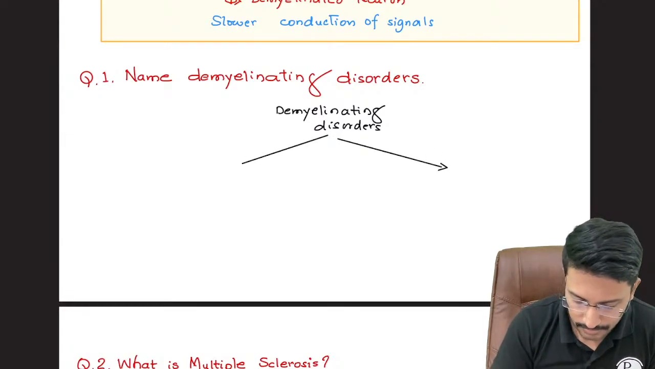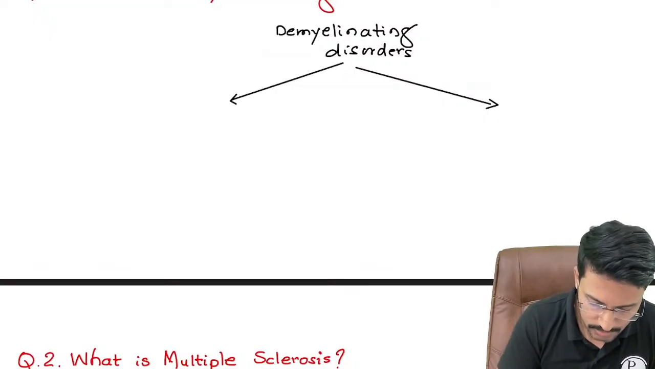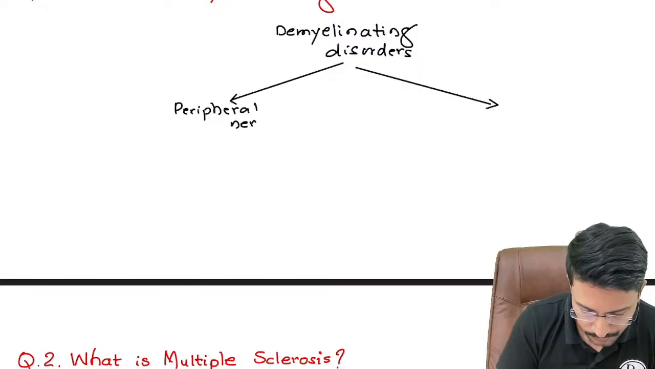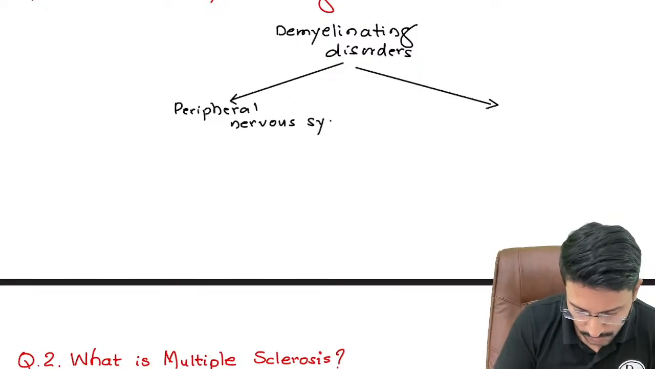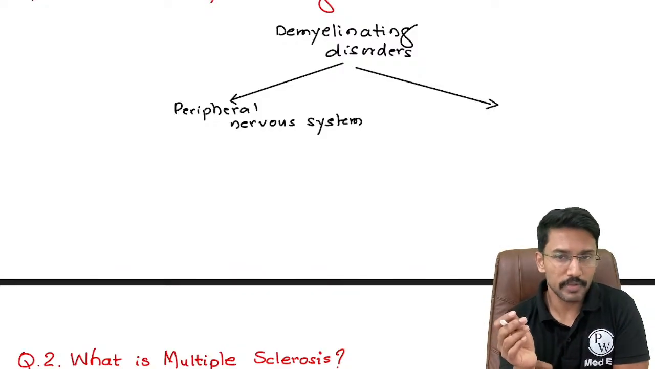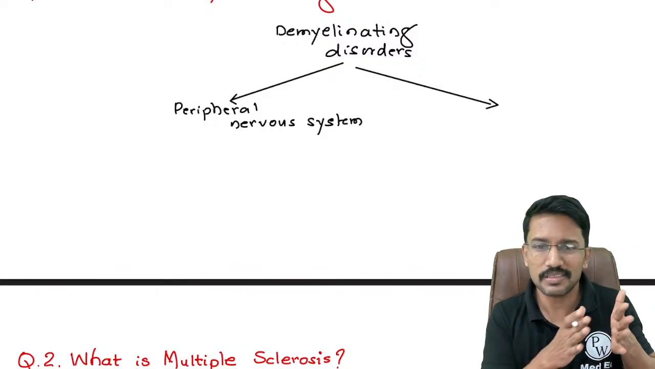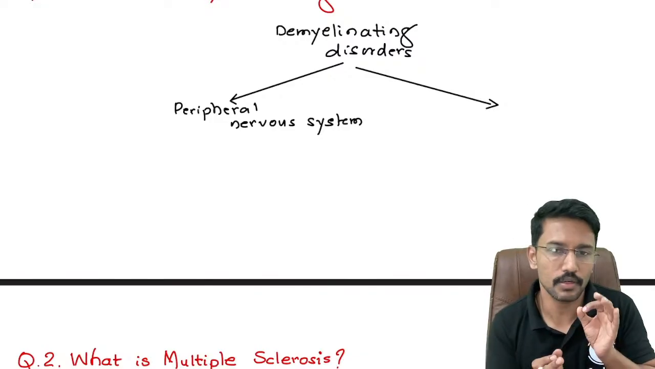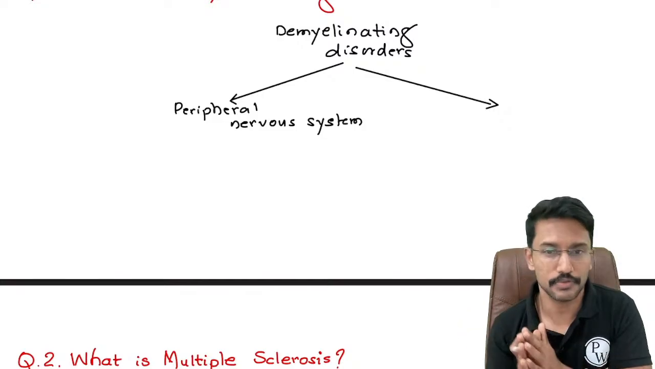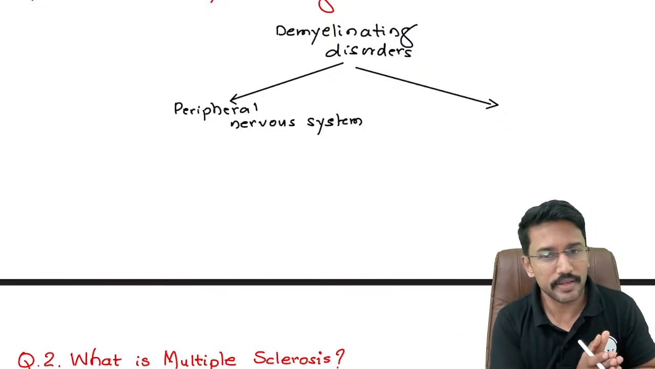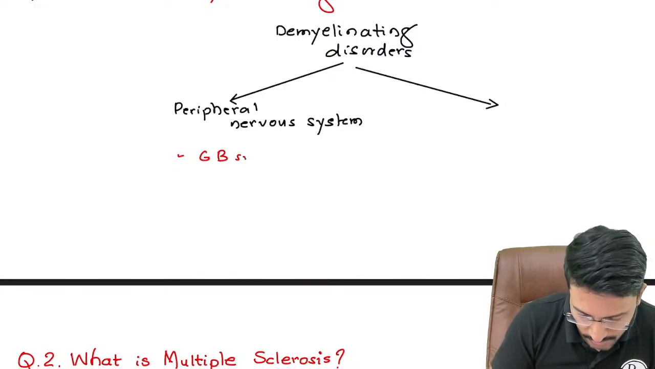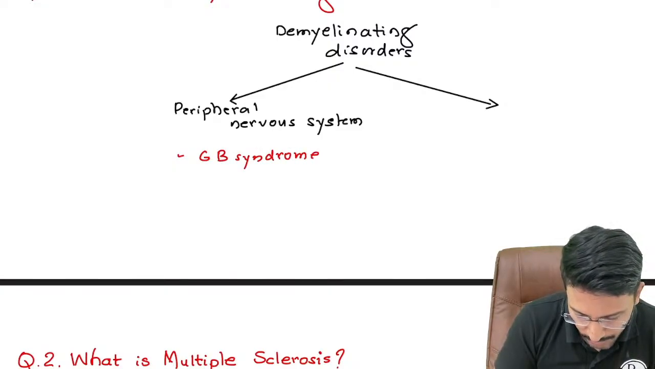The ones that are affecting the peripheral nervous system, the classical example, all of you are pretty much familiar with, that is GB syndrome. Transverse myelitis, yes, it is also a form of demyelination, but when you say transverse myelitis, what structure are we referring to? We are referring to the spinal cord. And remember, brain and spinal cord are part of the central nervous system. I asked you the examples for PNS demyelination. Yes, GB syndrome is a classical example of demyelination of the peripheral nervous system.